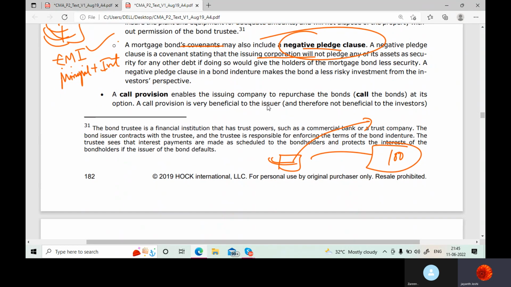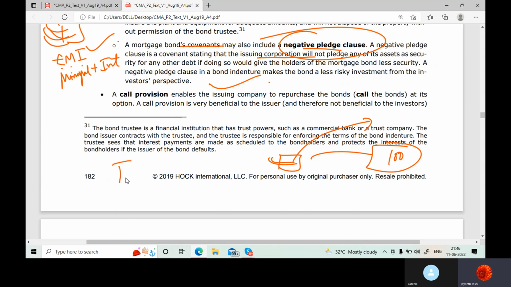Now, call provision. Call provision is nothing but this: the company which is issuing the bonds to people also has some options while issuing the bond. Those options are the call provision. That means the company will issue the bonds to people and will also give an option, as per which the company will buy back the bond at some fixed price in the future from the investors. So with that condition only the company will issue the bond.